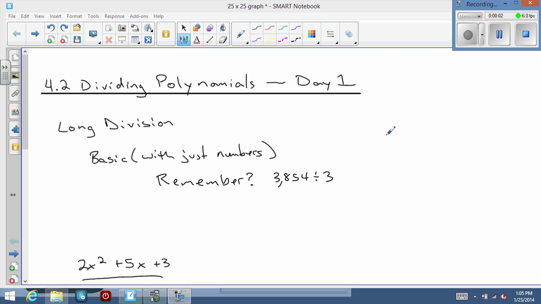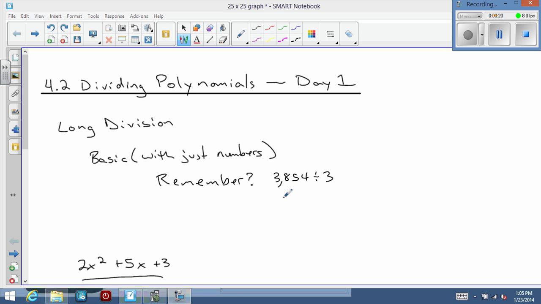Here we have 4.2, dividing polynomials, the notes for day one. We are going to be dividing polynomials by using long division. So the first thing we're going to do is do a basic problem with just numbers so that we can remember how long division works.